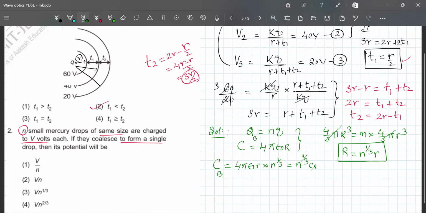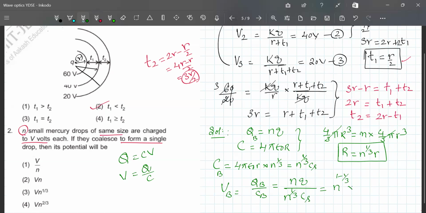Now they ask potential. We know the formula Q equals CV. So V equals Q by C. So V big equals Q big by C big. Q big is n times q, and C big is n power 1 by 3 times Cs. This is n power 1 minus 1 by 3 times q by Cs.